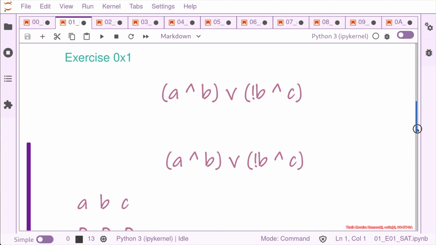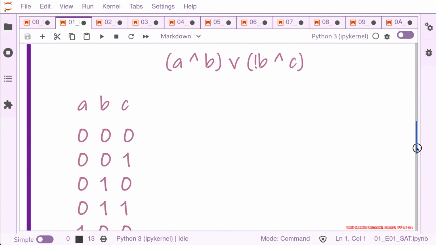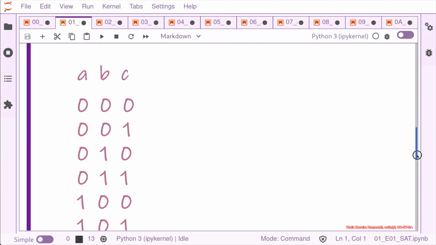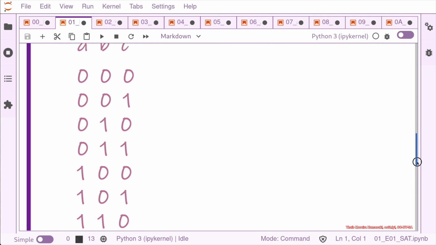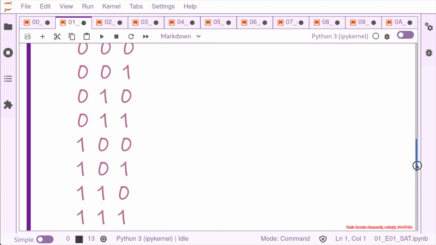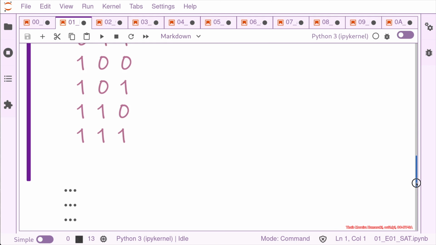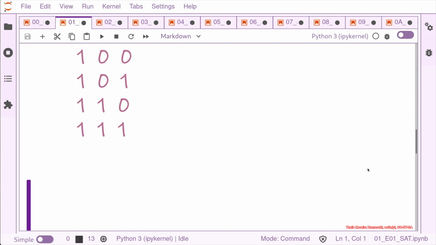So what we do, we build a table and we write all the possible permutations that we have for A, B, and C, 0 being false and 1 being true. And the next step, at least the way I think it's easier to solve this kind of problem, is breaking it into smaller pieces.